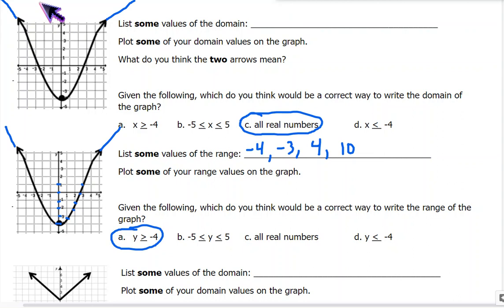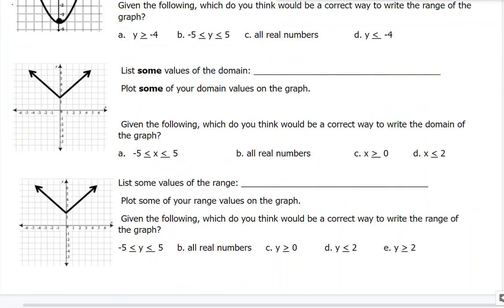All right, let's try a couple others. This one's very similar. I've got 2 arrows. That means this is going to keep expanding that way, and that way. So list some domain values. Domain values are my x, and no matter what I pick for x, every x value is going to have a point somewhere on that line. So it can literally be anything. It could be -5, it could be 4, it could be 10. Any number I put in is going to work. So once again, this one is all real numbers, because any positive or negative number I can think of will have an x value on this line.